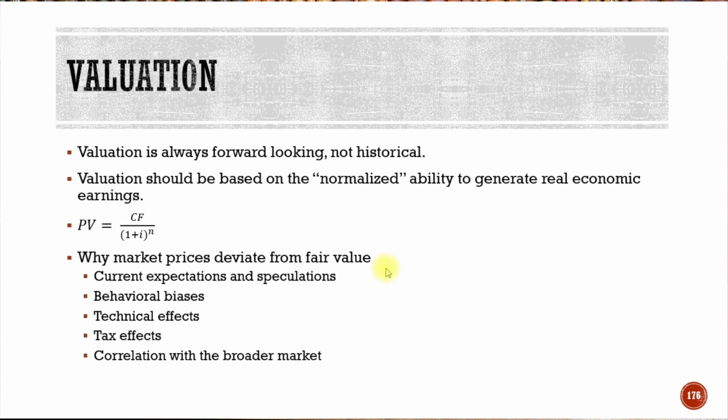Now, the reason why financial markets deviate from fair value is because the current expectations might be off or crazy, or influenced by the fear of a coronavirus. There could be different types of behavioral biases, technical effects, tax effects, correlation with the broader market.